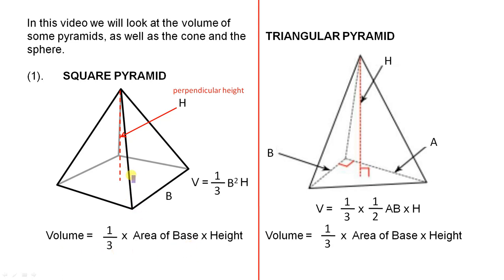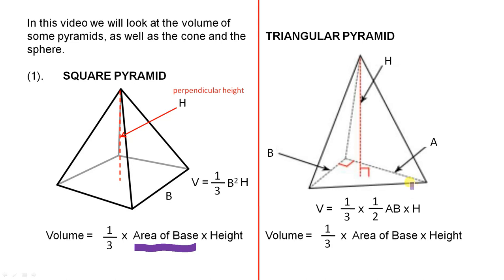So if the base is a rectangle, you'll have 3 different measurements, but you still use the formula, remembering that the area of the base for a rectangle is length times breadth.